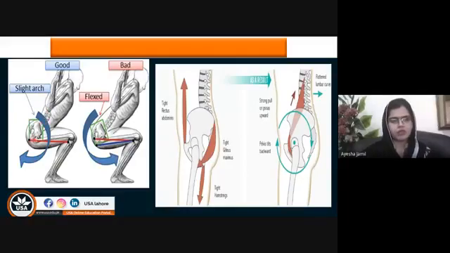You can see over here, this is the normal movement. The muscles have a normal extensibility and normal contractility, but in a condition when the muscles are being tight, they will result in load and stress on the lumbar spine as well.